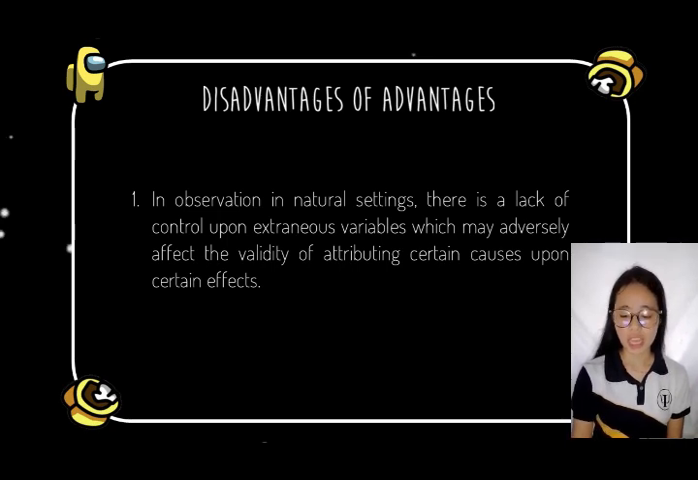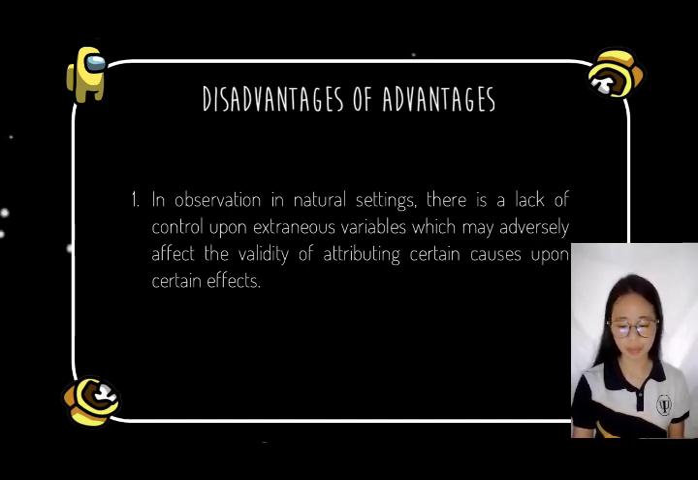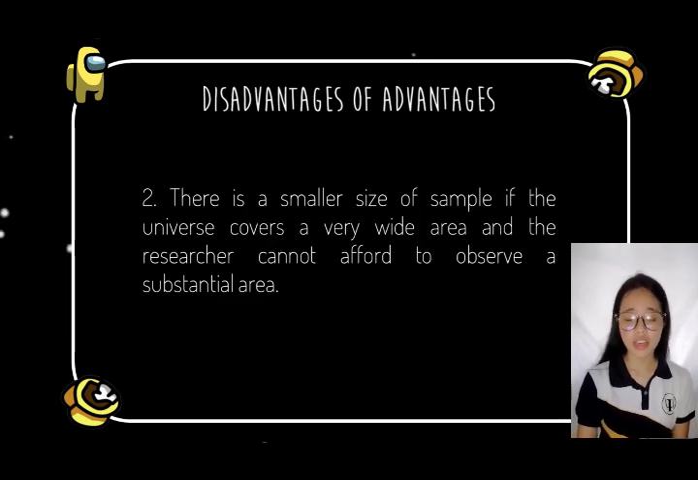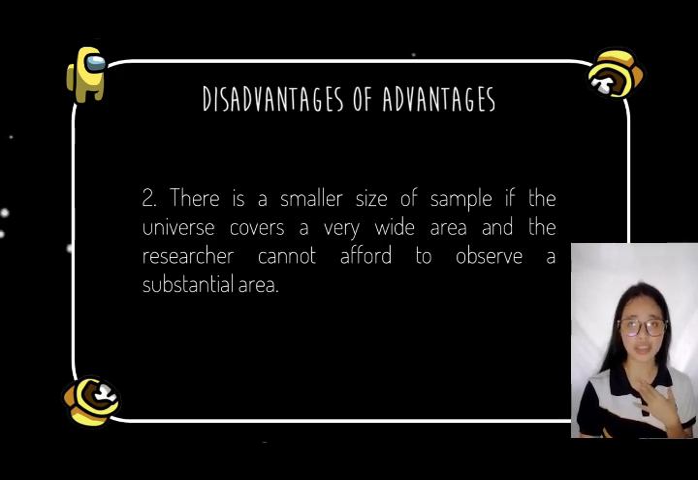Example, in farming. For instance, an increase in production may be attributed to the use of fertilizer. But there are other factors involved such as water management, eradication of pests, or others. Second, there is a smaller size of sample if the universe covers a very wide area and the researchers cannot afford to observe a substantial area. This makes descriptions and interpretation less accurate and less valid.